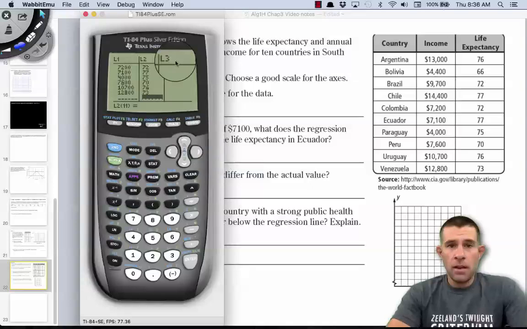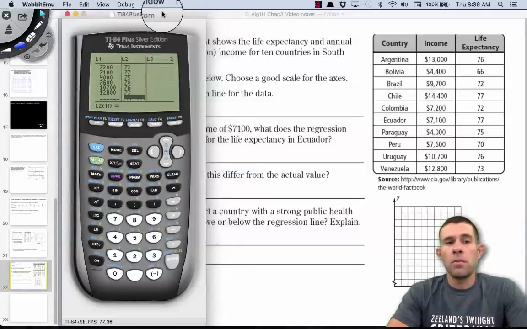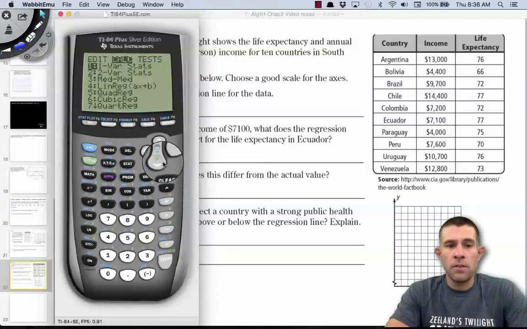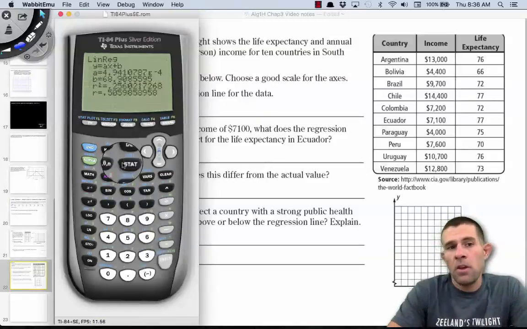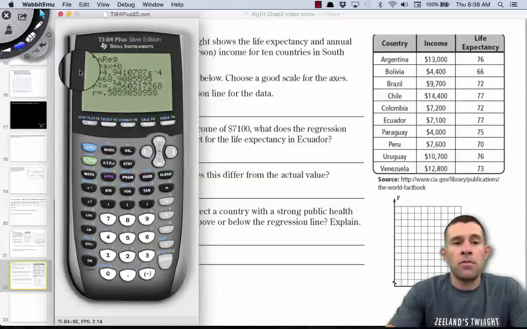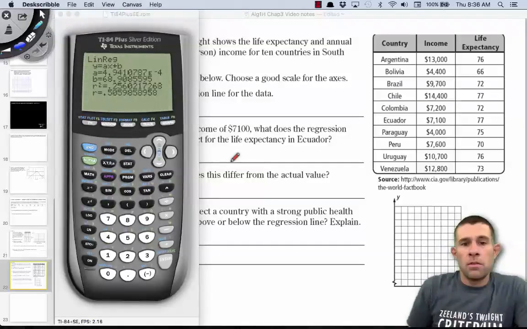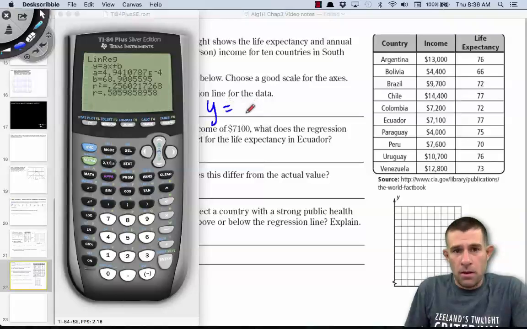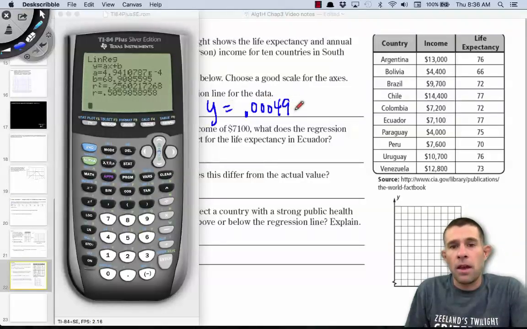Okay, now that we have the data entered into list 1 and list 2, we're going to go back to our stat. We're going to arrow over to calc and down to linear regression. Pressing enter there and enter again, we're going to get our model for this data. So it looks like the regression line here would be y equals 0.00049x plus 68.9. Okay, so there's our linear regression model here.